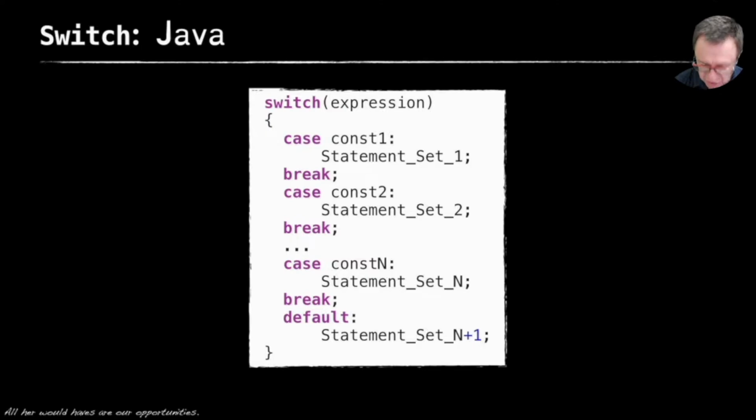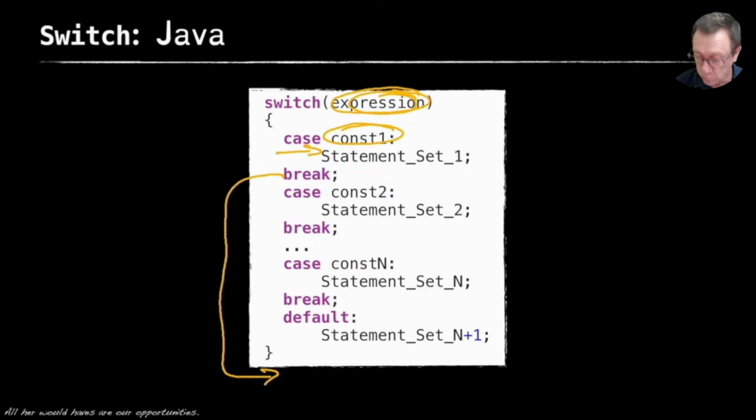So we say switch expression. So this is what we're testing, expression. And now if case, so if expression is this, we execute that line of code and then we break, and when we break we come out there. So that was where constant 1. If expression is case 2, then it will do this line of code, break, and it continues on like that.